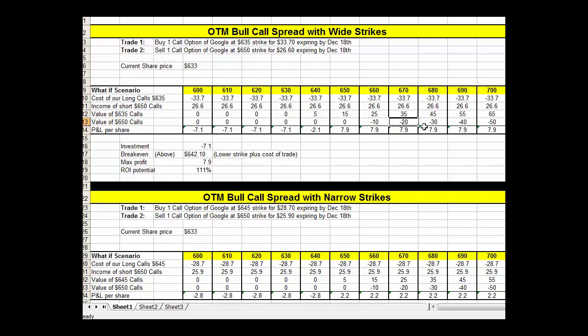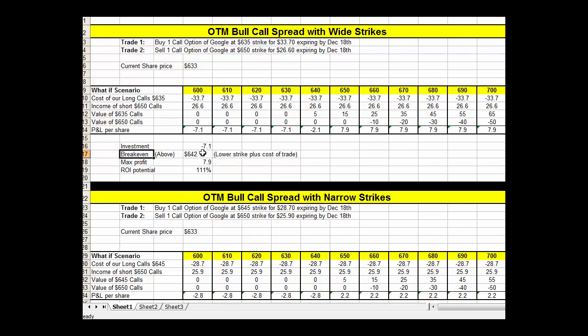At 670 it's minus 20, at 680 it's minus 30, and so on and so forth. So when we get to the profit and loss on a per share basis, all we're doing is adding up these 4 columns all the way across, and you can see that no matter what happens with Google, all we can lose is $7.10 per share. At 650 we're making $7.90 per share, but you can see that our profit potential is capped as well right up to 700. So our investment in this scenario is 710.